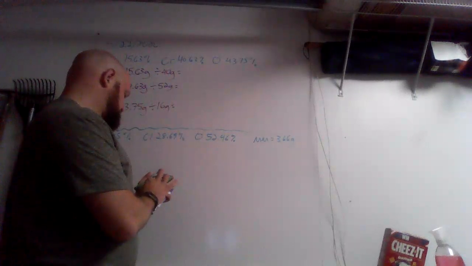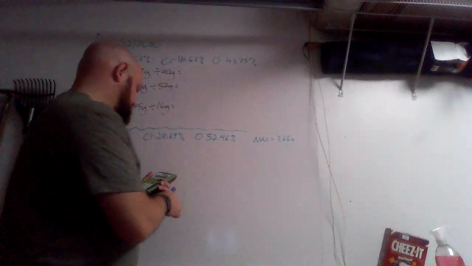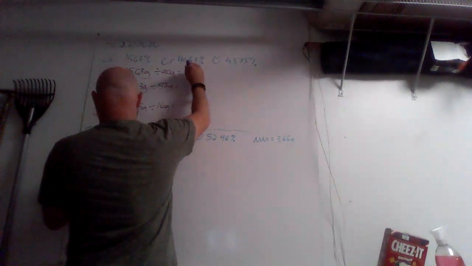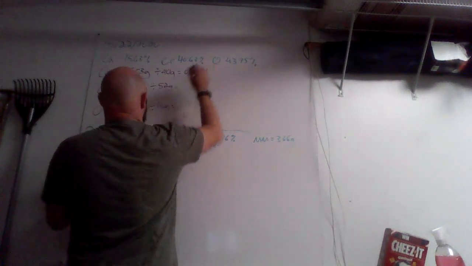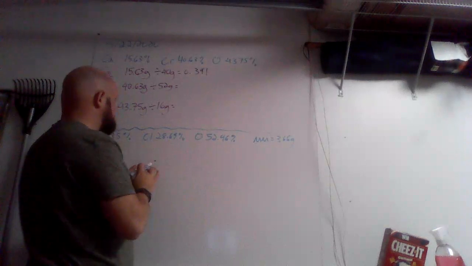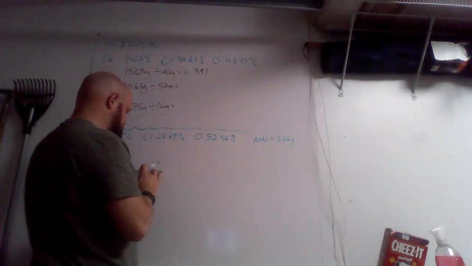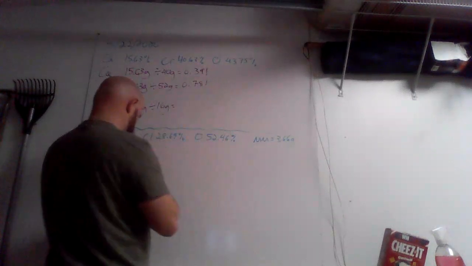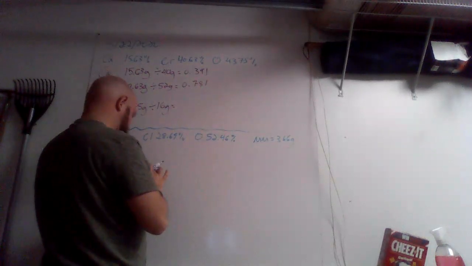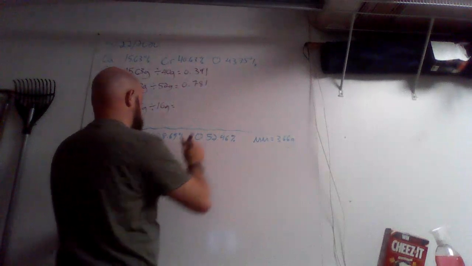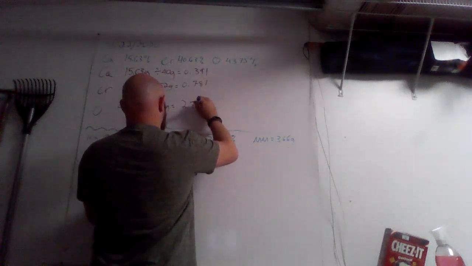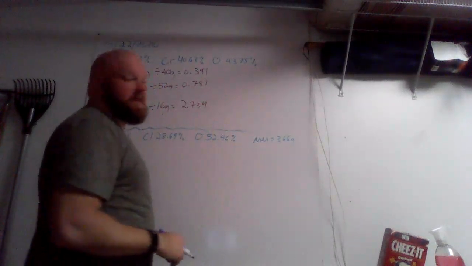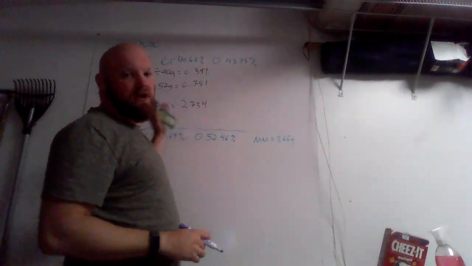So 15.63 divided by 40 is going to give me 0.391. 40.63 divided by 52 is going to give me 0.781. And 43.75 divided by 16 will give me 2.734. Okay? This is the step that you have to wait for. This is why you do all of it.